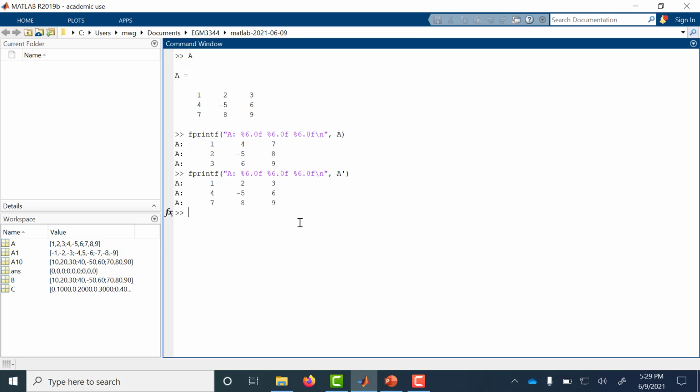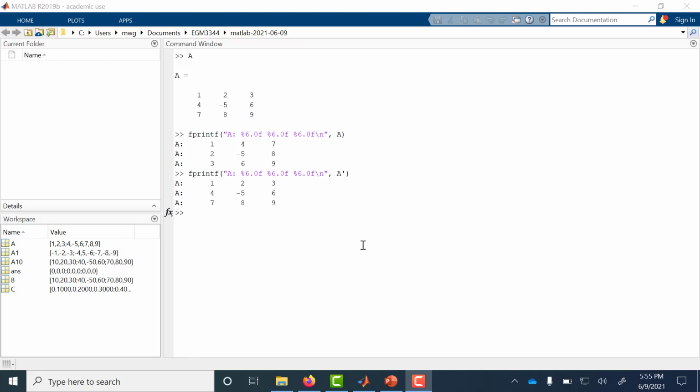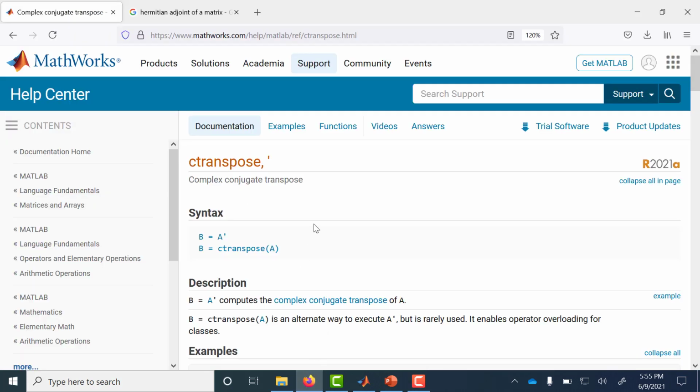And the transpose operator for a real matrix is an apostrophe. And I want to highlight that for a moment. Technically speaking, the tick, the apostrophe, the prime by itself is actually the complex conjugate transpose.